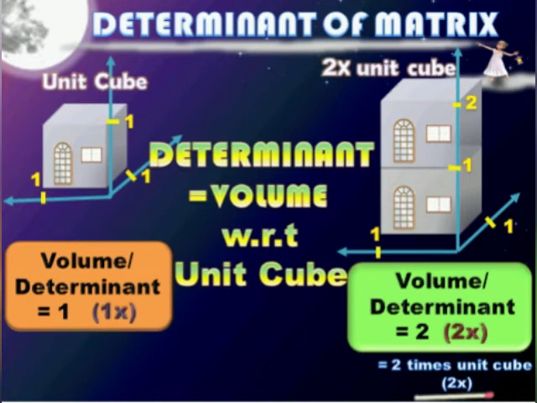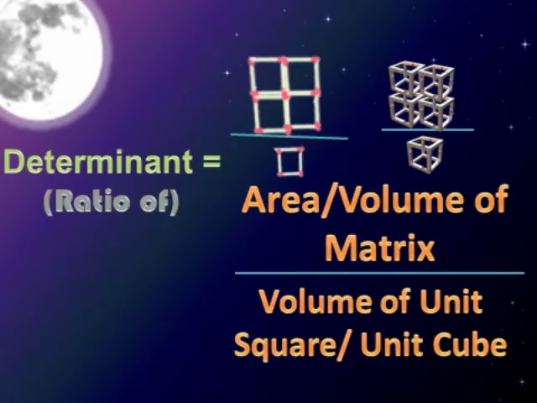The determinant of a matrix is how many times the volume or the area of the matrix is compared to that of a unit cube or a unit square. If the determinant is 2, it means whatever you are dealing with, it is twice the area or volume of a unit cube or a unit square.